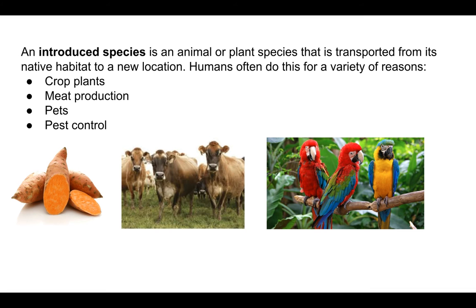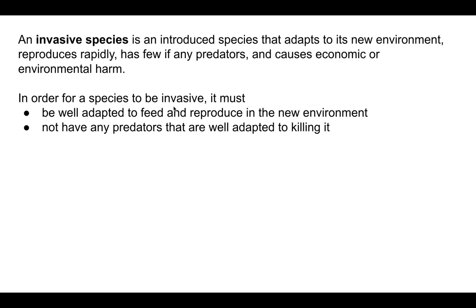Sometimes we do it intentionally, say, there's a problem with this one kind of insect, so I'll bring over another kind of insect that will prey upon it. So sometimes we do it for pest control reasons, or I'll bring over this caterpillar to eat this plant. Those are the main reasons why we intentionally introduce species from one place to another. Sometimes we just do it accidentally, without meaning to.